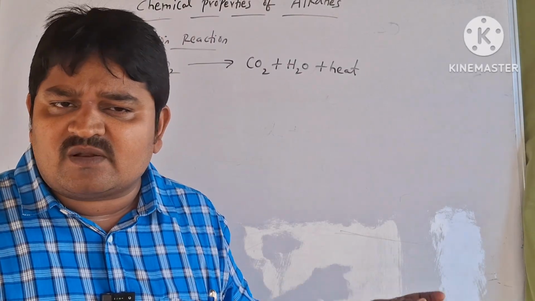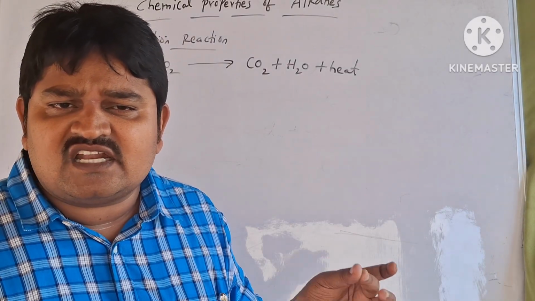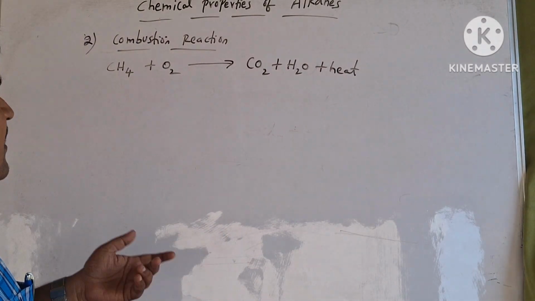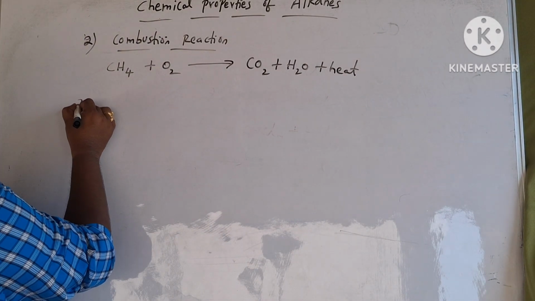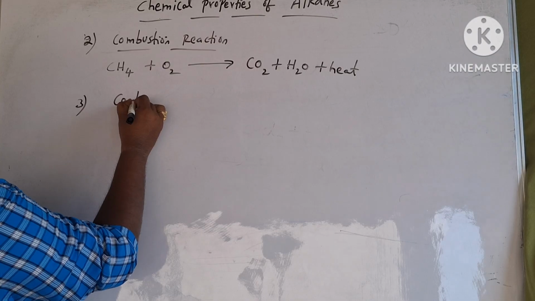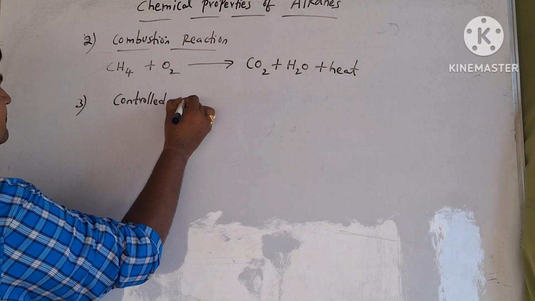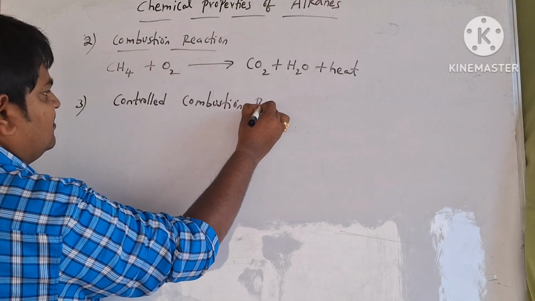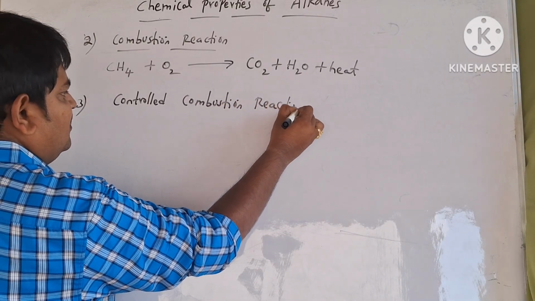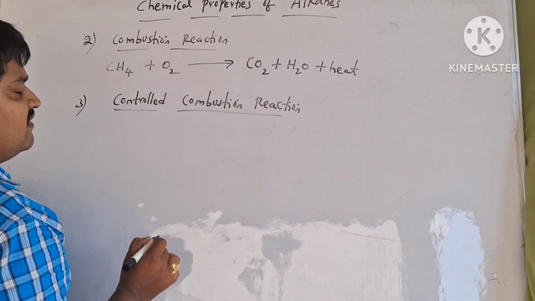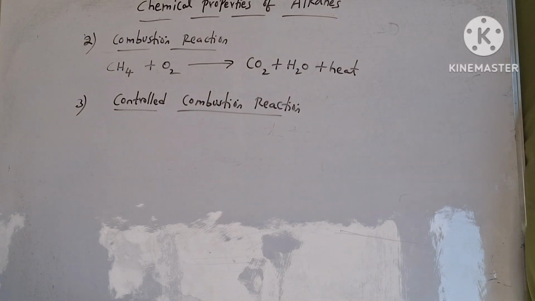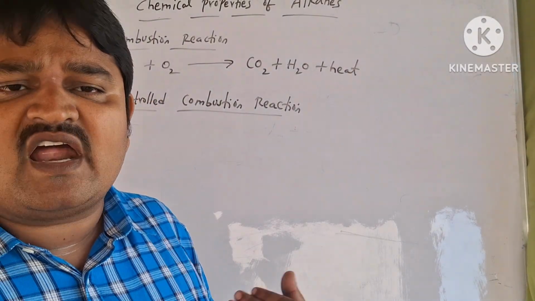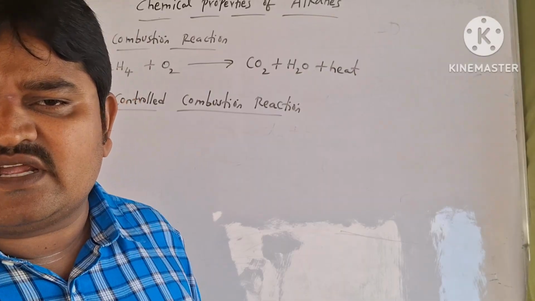What is meant by exothermic reaction? The reaction in which heat energy is released is called an exothermic reaction. The third reaction is named the controlled combustion reaction. What is meant by control? Here we will control by applying some amount of pressure, some amount of temperature, by using different types of catalyst. We control the combustion reaction.